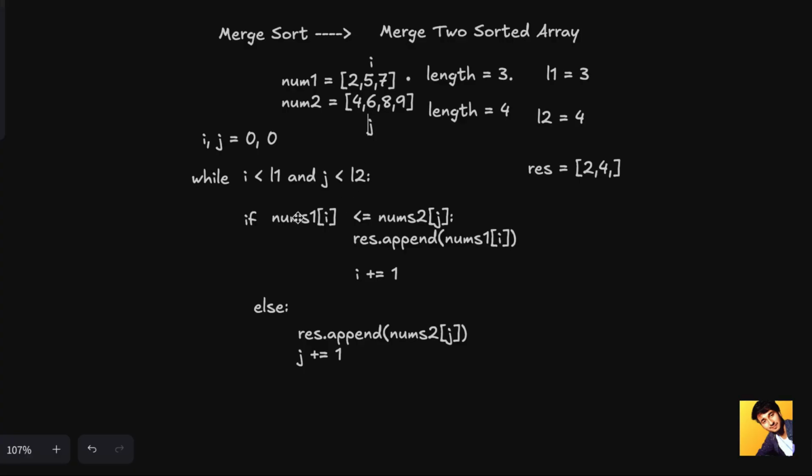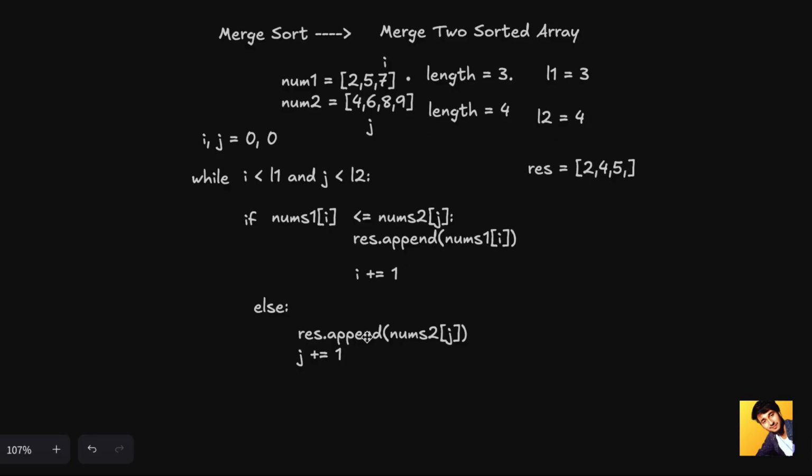Now it sees nums1 of I, that means 5 is less than nums2 then 6. So result of append this one, 5, smaller one. Okay, we are putting 5. Okay, now just increment I. Okay, now it is in 7, j is in 6.